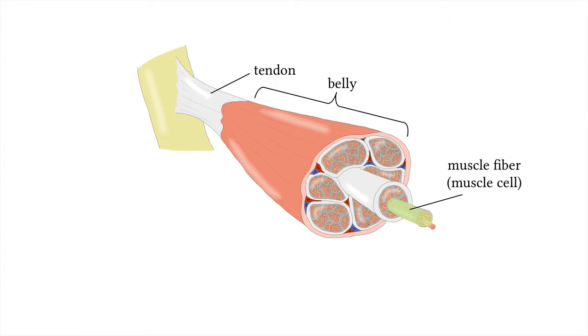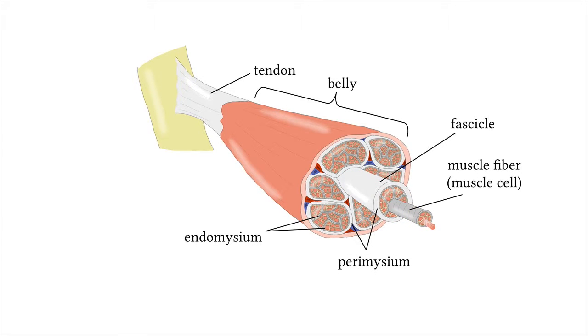Each of the muscle cells is called a muscle fiber because they are elongated in shape. Each of the muscle cells is covered in a layer of collagen called the endomysium. The muscle cells or muscle fibers are grouped into bundles called fascicles. So a bundle of muscle fibers is just a bundle of muscle cells. The fascicles are surrounded by a collagen layer called the perimysium.